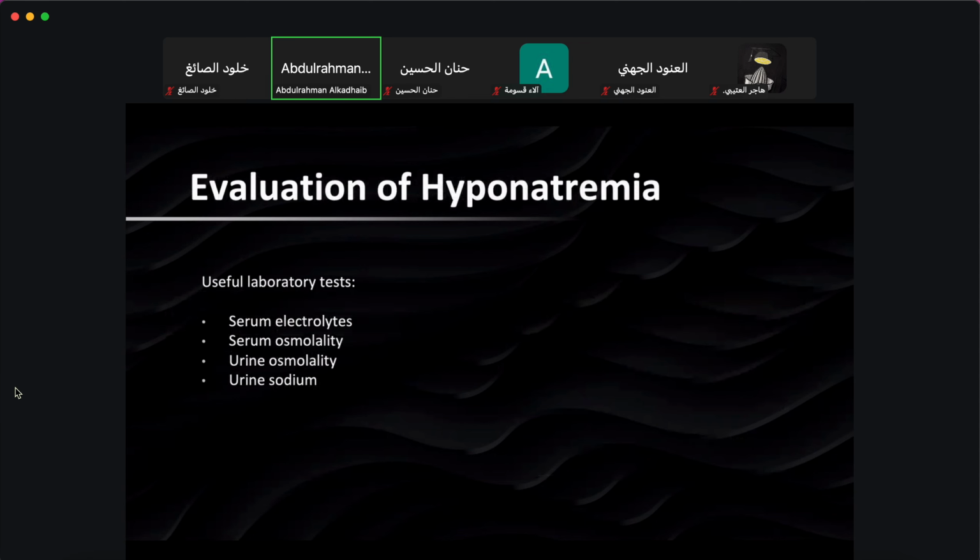Okay, so how would you evaluate a patient with hyponatremia? Usually we order some blood and urine workup just to help us reach the final diagnosis or the final cause of hyponatremia. And those include serum electrolytes. So we have to check all of the other electrolytes in the body, including potassium, calcium, and magnesium, because we may find another electrolyte disorder associated with the hyponatremia. We also measure the serum osmolality, as we said in the first slide, to confirm that the hyponatremia is a true hyponatremia. And we also check the urine osmolality and urine sodium levels just to find out the exact type of hyponatremia.